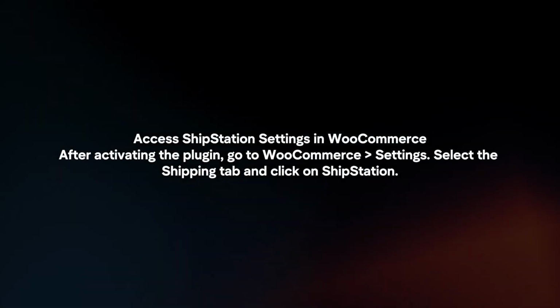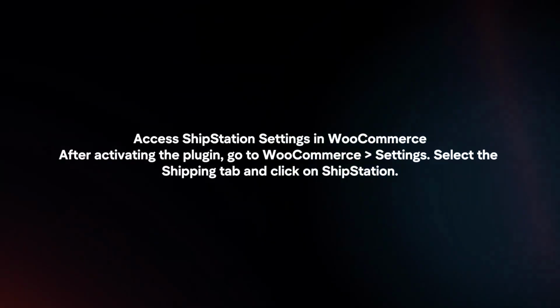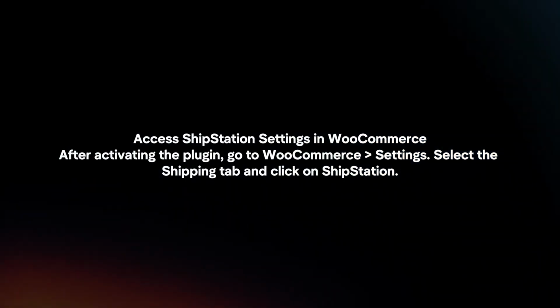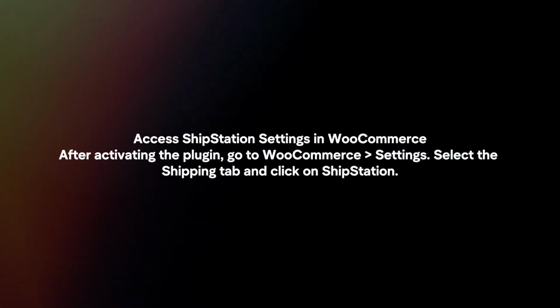Access ShipStation settings in WooCommerce. After activating the plugin, go to WooCommerce Settings. Select the Shipping tab and click on ShipStation.